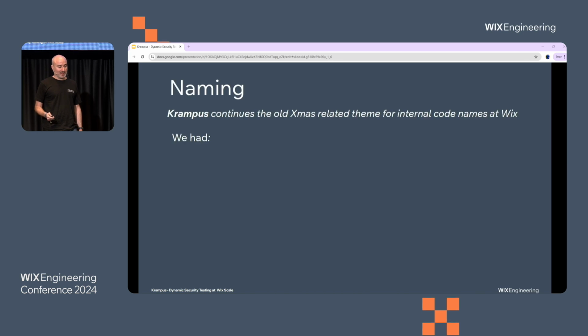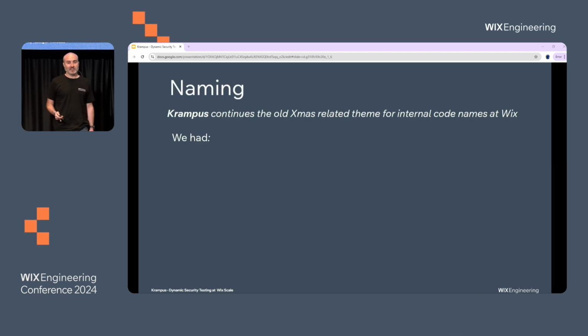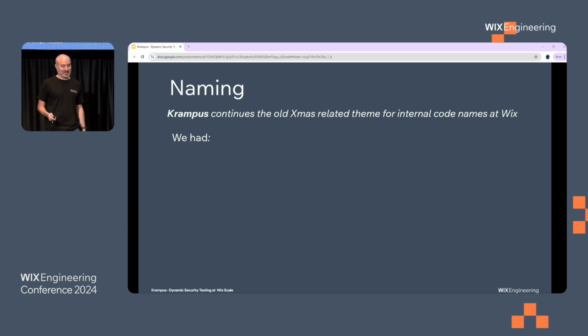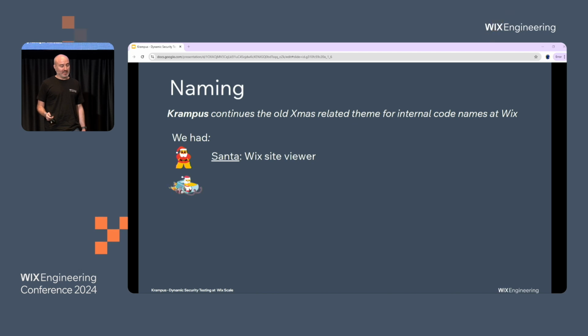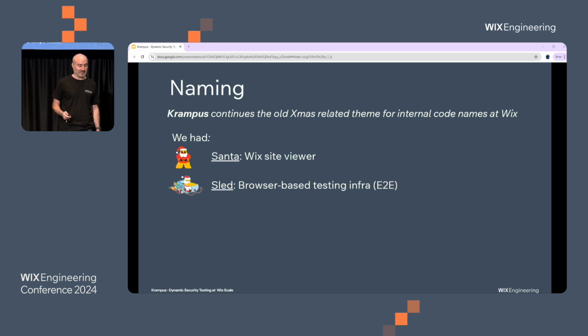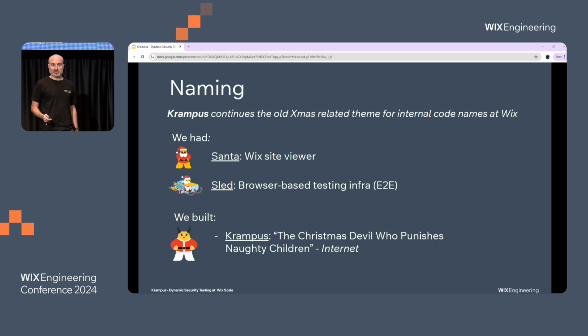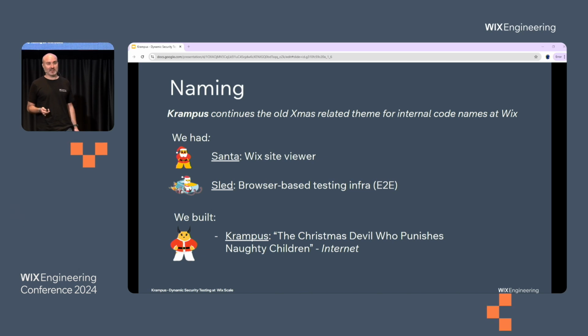So first, as promised, a couple of words about naming. We had, at least in the past, a Christmas-themed naming theme at Wix. So we had Santa, which was our site editor and site viewer. And we had Sled, which is a browser-based end-to-end testing framework infrastructure. And now we've built Krampus, which is this evil Santa which finds and punishes naughty children, or naughty developers.